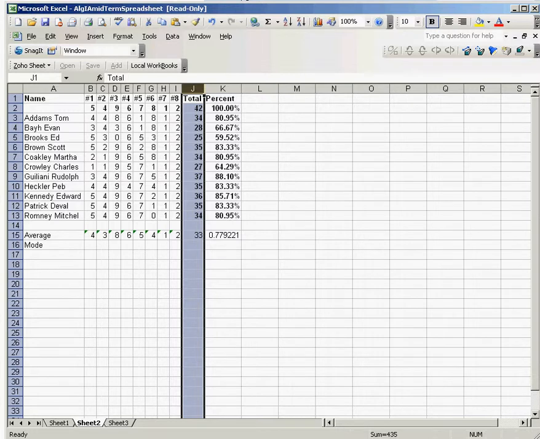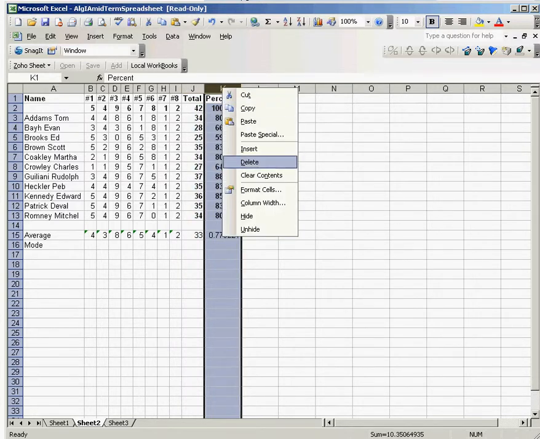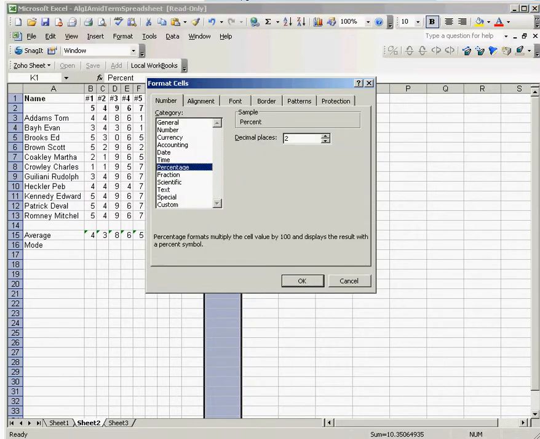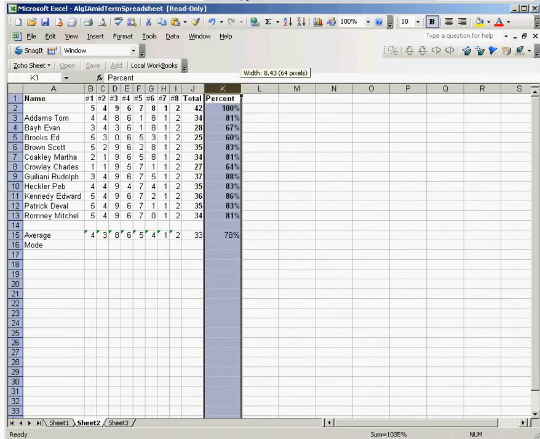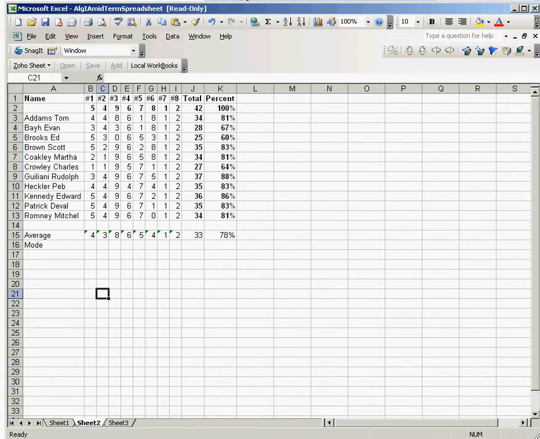And again, I need to format this guy as a percent. I'm going to right click the whole column, format cells as a percentage, and I'm actually going to go with 0 decimal places. Boom. And the average grade was 78%.